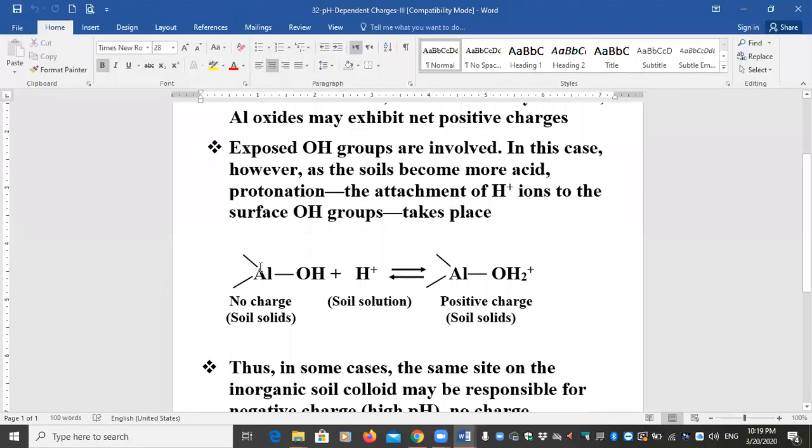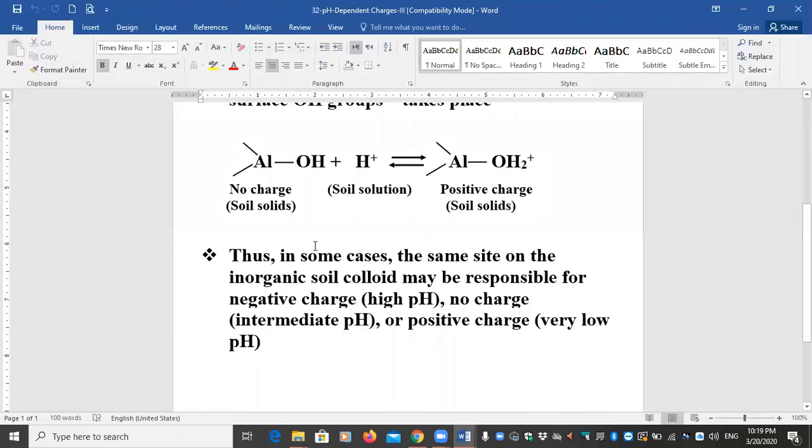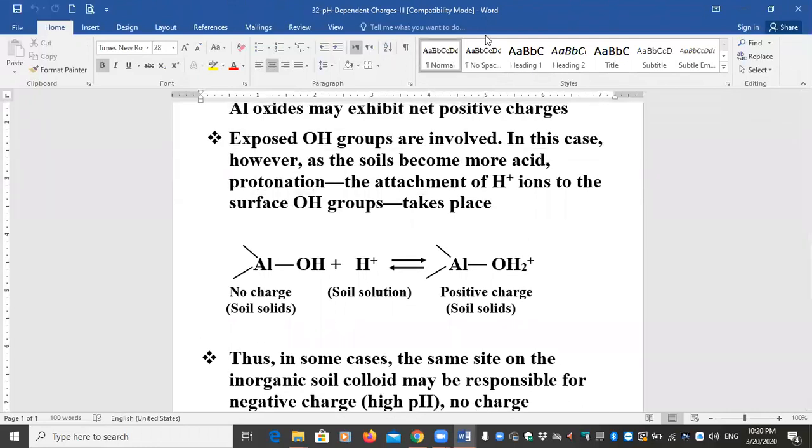So this is neutral. Now we have acidic conditions, high hydrogen. This hydrogen attaches to OH to form OH2 plus. So we have a positive charge. Thus, in some cases, the same site on the inorganic soil colloid may be responsible for negative charge at high pH, as we saw, no charge if it's neutral under intermediate pH values, or positive charge at very low pH.